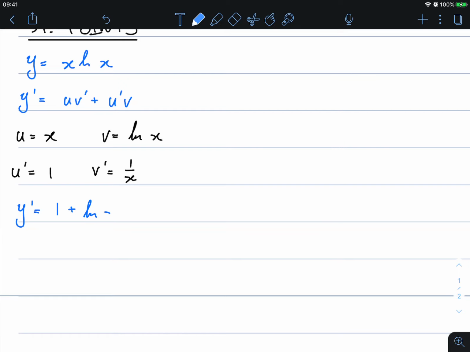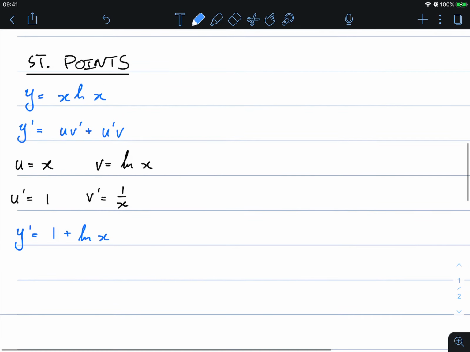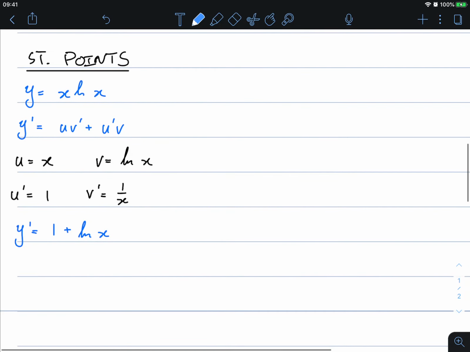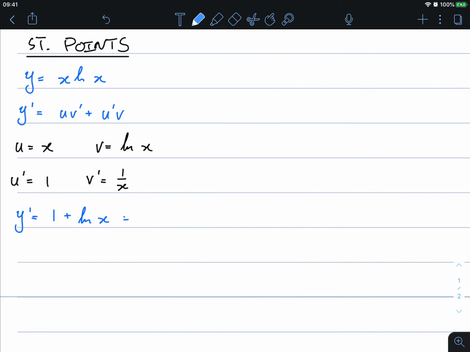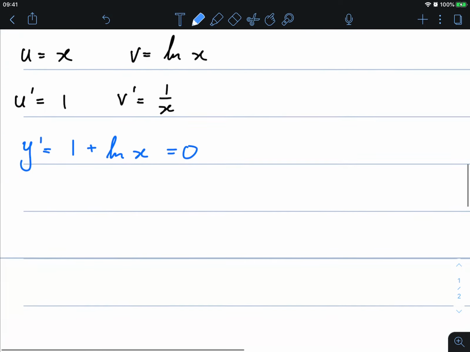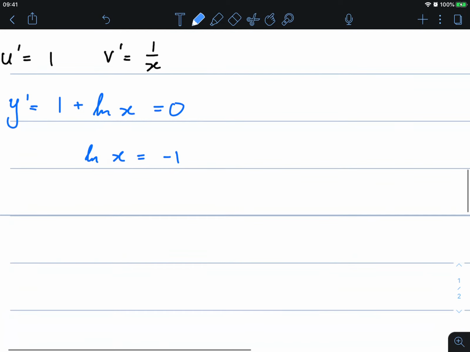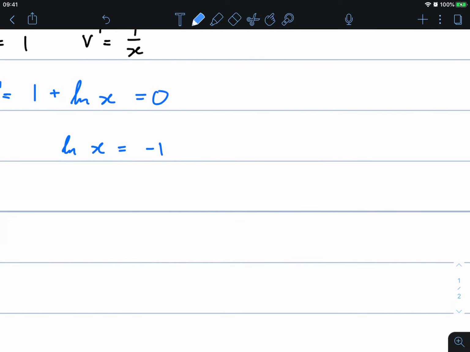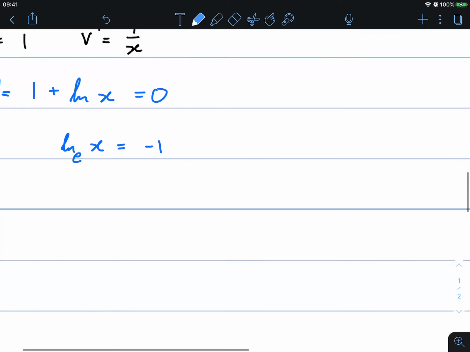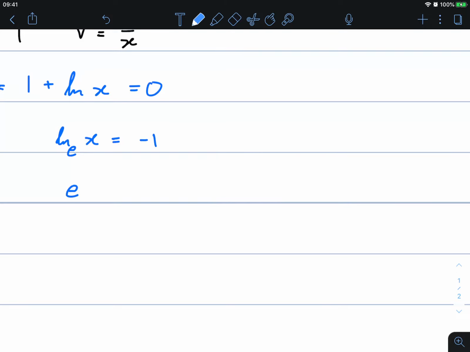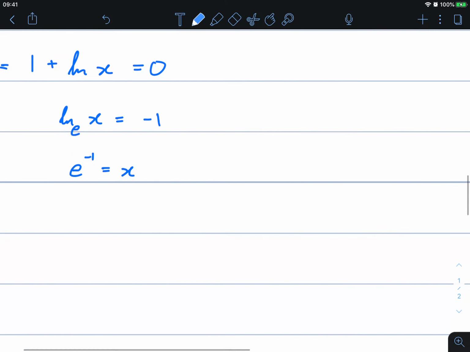plus 1 times ln x, that's just ln of x. To find any stationary points, we're going to let this equal 0. Solving for this, we get ln of x is equal to -1. And once again, I'm going to change this to index form. This is log base e of x equals -1. To index form, this becomes e to the power of -1 is equal to x.